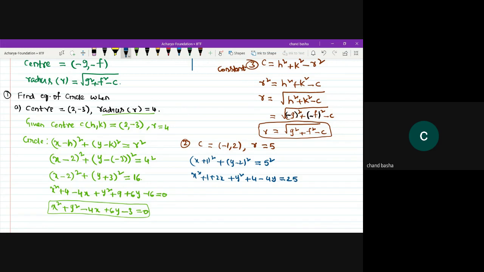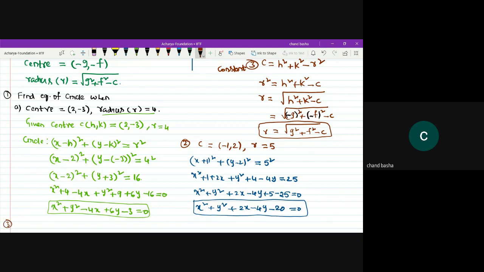And as I said, whenever we have to write in general form, first x square, next y square, next x terms, and after that y terms, 4 plus 1, it is 5 minus 25 is equal to 0. Very good. And I'll write it in standard form. X square plus y square plus 2 times of x minus 4 times of y minus 20 is equal to 0. As you said, that is perfectly correct answer. I'll go for question number 3.